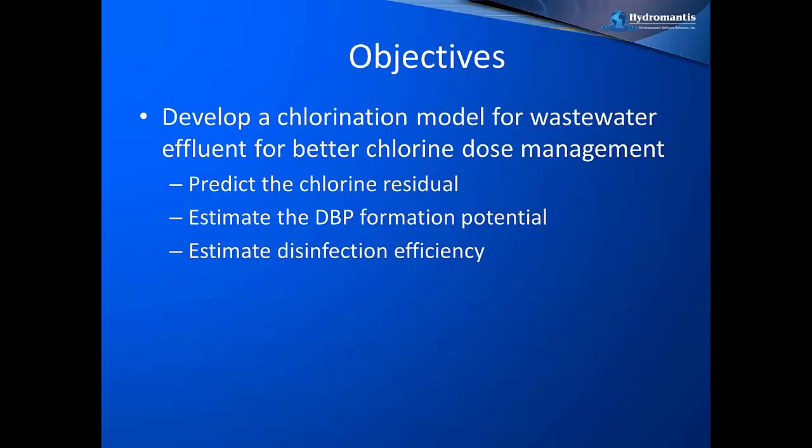So when we are looking at the objective of chlorination, we want to achieve good disinfection. At the same time, we want to control the production of the disinfection byproducts and minimize the dosing. So there are multi-criteria objectives in the chlorination process, and it's useful to have a model that can predict the chlorine residuals, estimate the disinfection byproduct formation potential, and also estimate the disinfection efficiency.